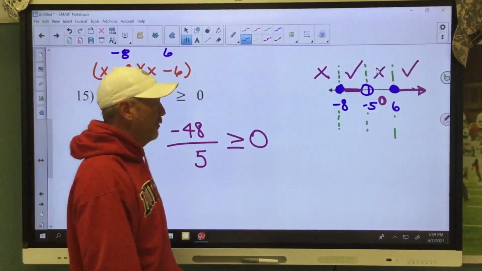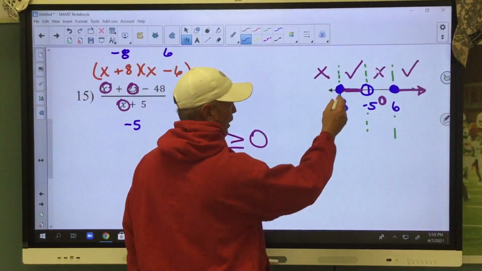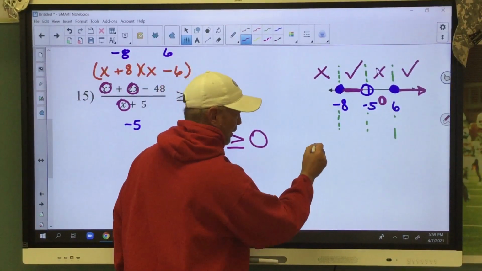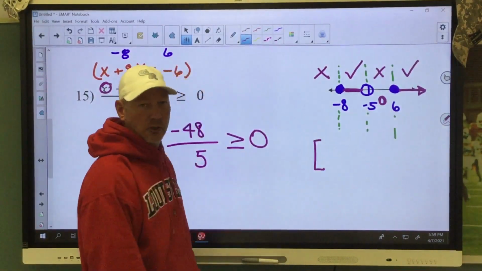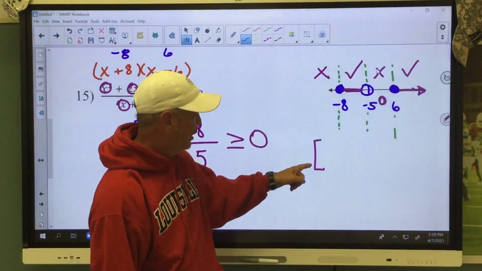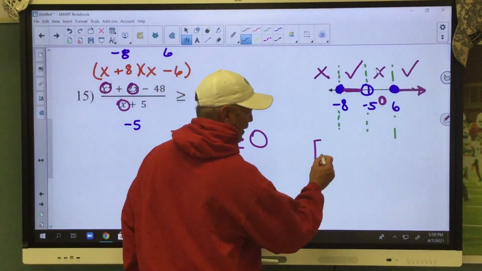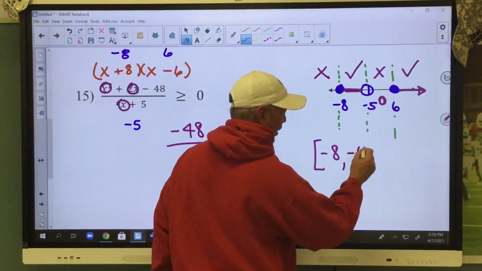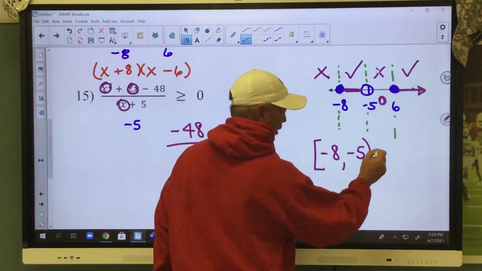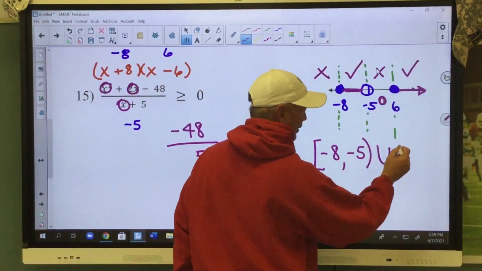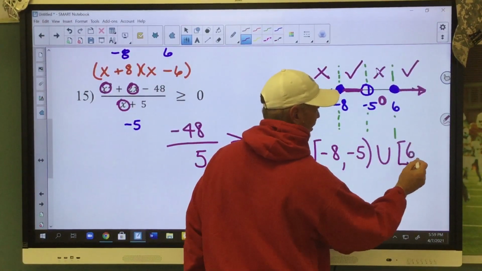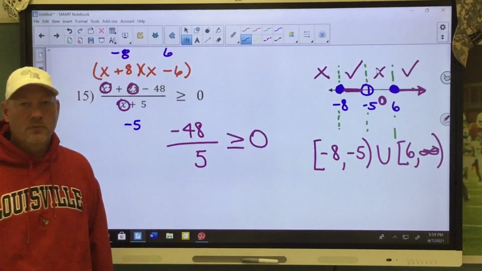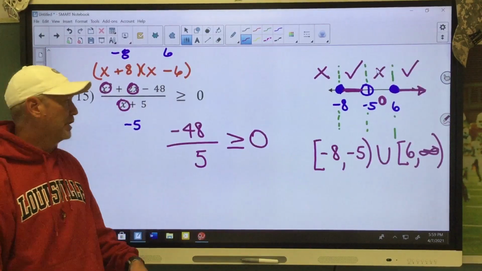So we're going to write it in interval notation. We're going to go from -8, this is a hard bracket. We have a closed circle. Be careful and slow down. But you have a closed circle, so you're going to get a hard bracket of -8 to -5, soft bracket. Put our U, hard bracket, 6 to infinity. Okay? All right, good. Let's keep rolling.